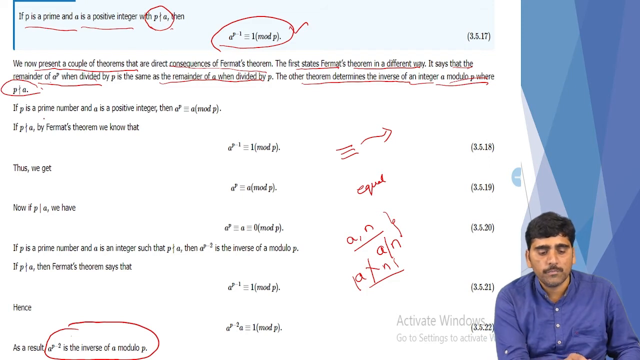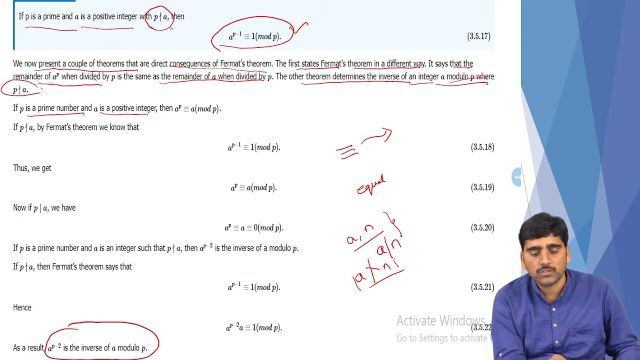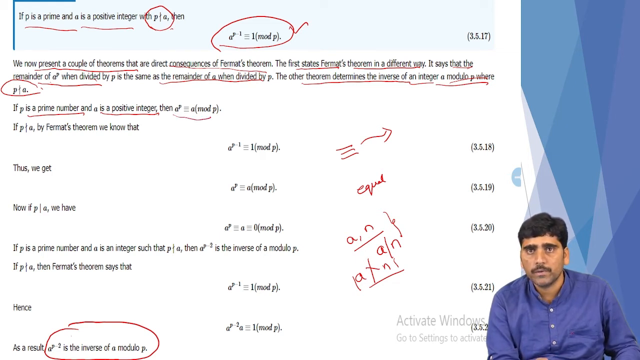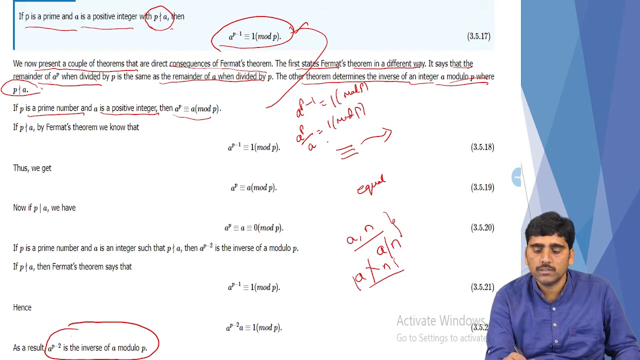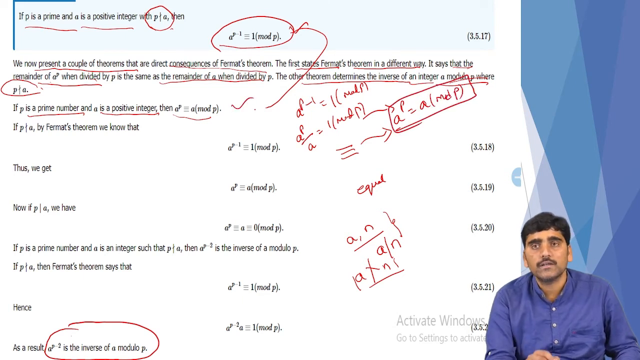Next, if p is a prime number and a is a positive integer, then you can write a^p is congruent to a mod p. Definitely you can write this from the formula a^(p-1) is congruent to 1 mod p. From this, multiplying by a, you can write a^p is congruent to a mod p.